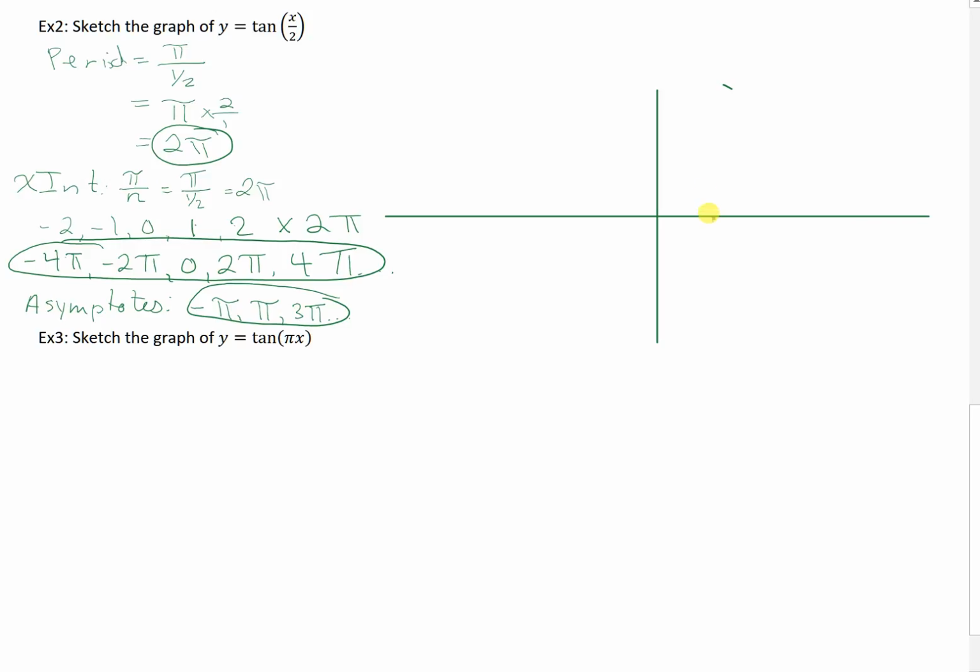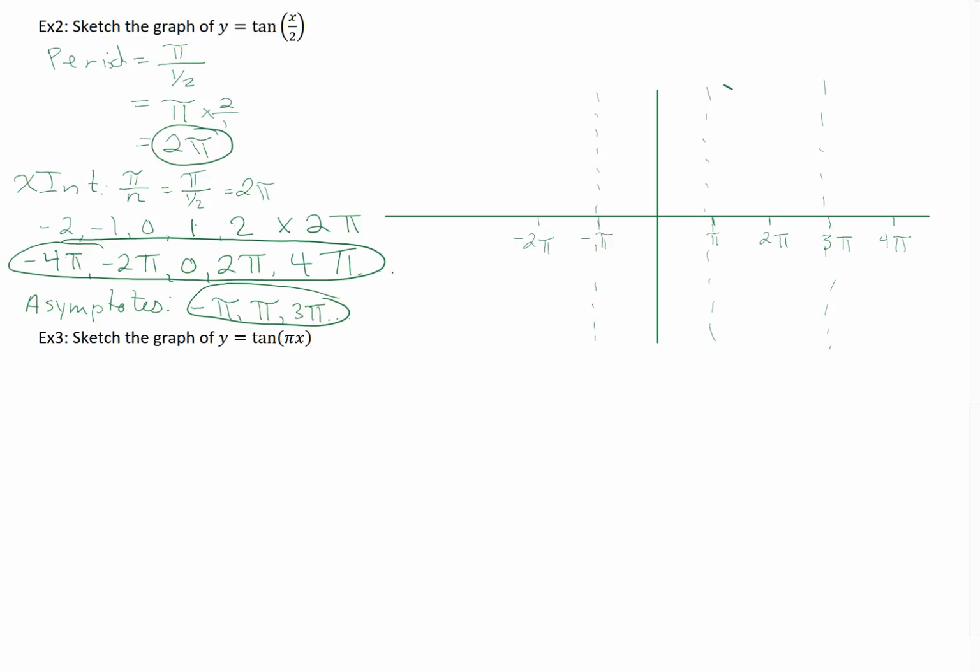So we'll start by putting on pi, 2 pi, 3 pi, 4 pi. Just for fun, let's go in the negative direction for one cycle as well. So we'll go negative pi and negative 2 pi. Okay, so my intercepts occur at the even multiples and my asymptotes occur at the odd ones. So I can start putting on my asymptote, so it's going to occur that side, there.